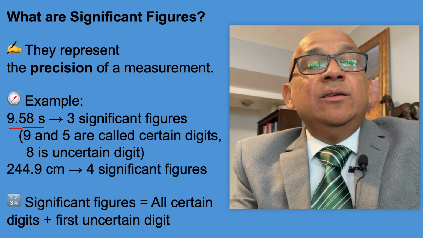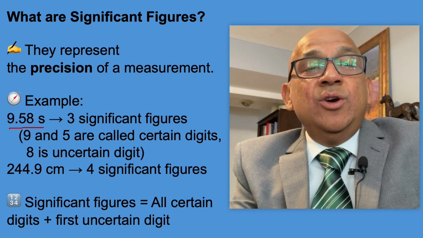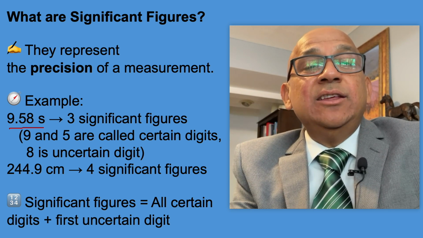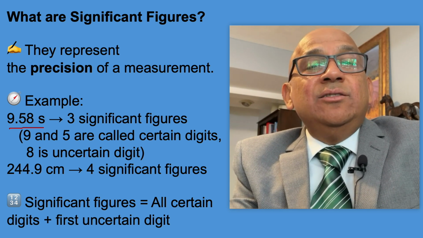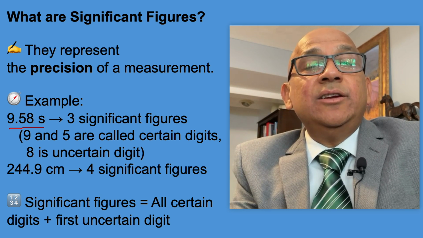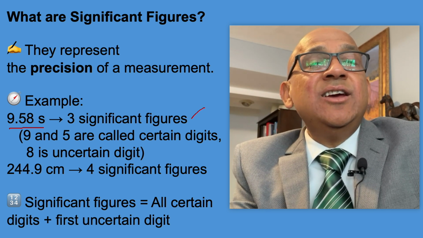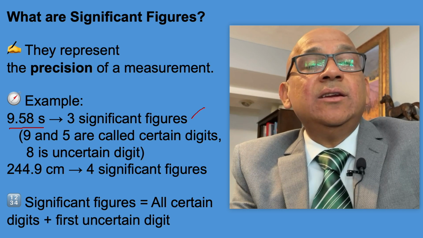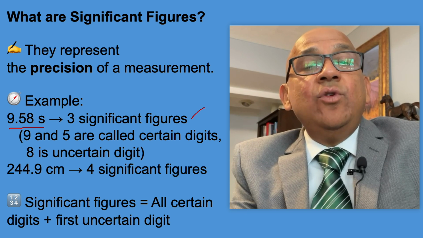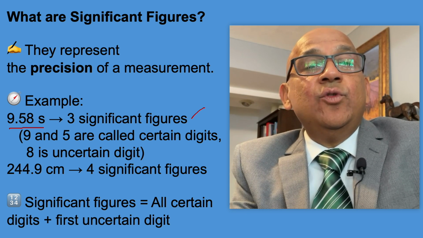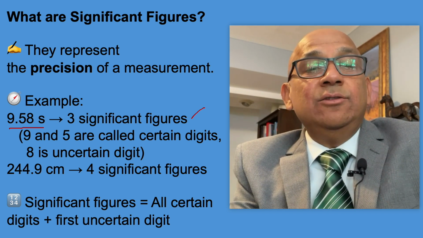Similarly, the world record for the high jump is 244.9 centimeter. Again, here you see that the last digit 9 is uncertain and the rest of the digits are certain. So all certain digits plus the first uncertain digit are called significant figures. In the case of this 9.58 second, there are three significant digits, 9, 5 and 8, while in the case of 244.9, there are four significant digits, which are all 244.9. So in this way, this represents how precise a measurement is.